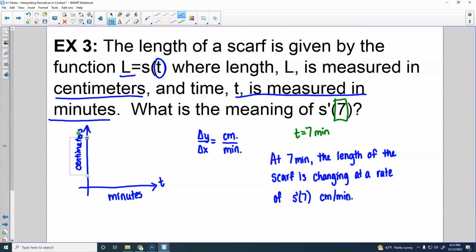Now, I used S prime of 7 because I don't actually know the value of S prime of 7, so I can't plug a number in there. Also, I use this phrase right here, changing, so that is okay to say because we're talking about the rate of change here. If I knew if S prime was positive or negative, I could call it increasing or decreasing. If we have a positive rate of change, then our length would be increasing. If we have a negative rate of change, the length would be decreasing here, but I don't know that for sure, so I just said changing for this problem.